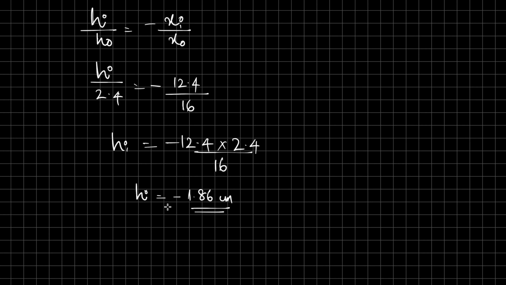The image is smaller than the object, as expected. Also, it is inverted because of the negative sign. And the image is formed in front of the mirror, so it's a real image.